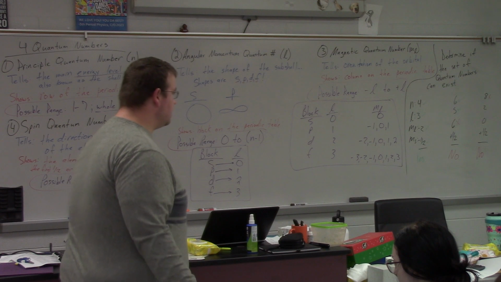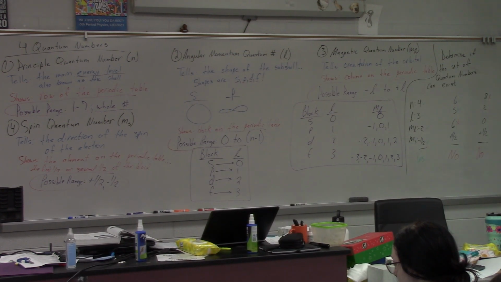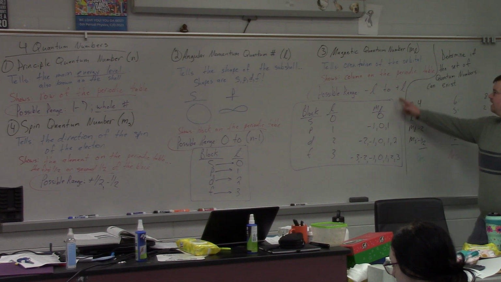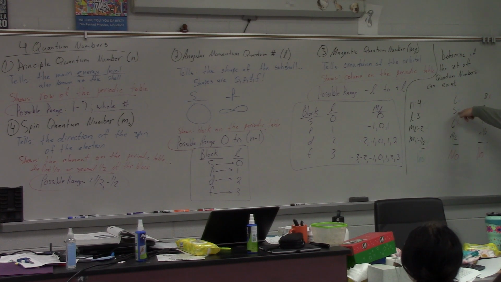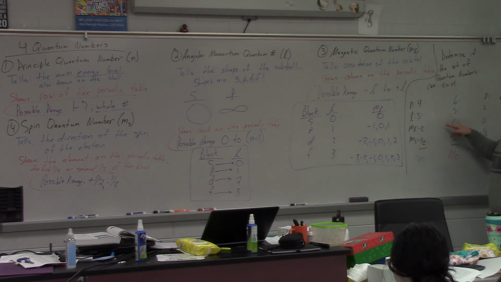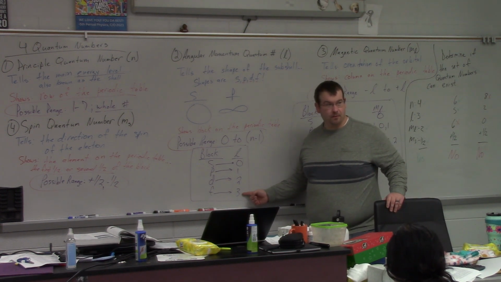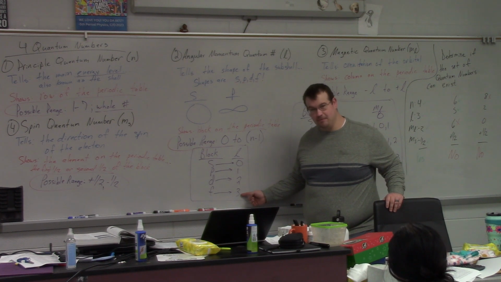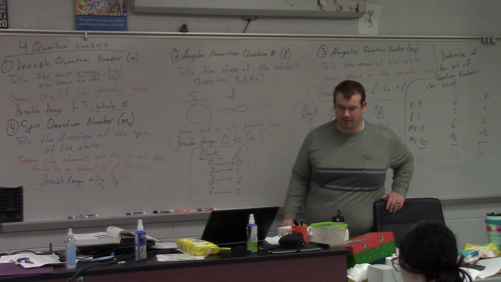Here's the thing kids get tripped up on every year. Possible range. Can L be 5? If N is 6, L can be 5. On the periodic table, will we ever see L being 5? No. What's the highest it goes to on the periodic table? 3.